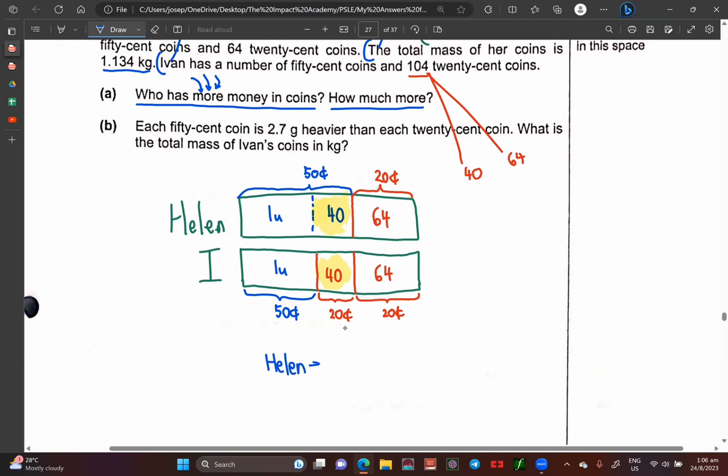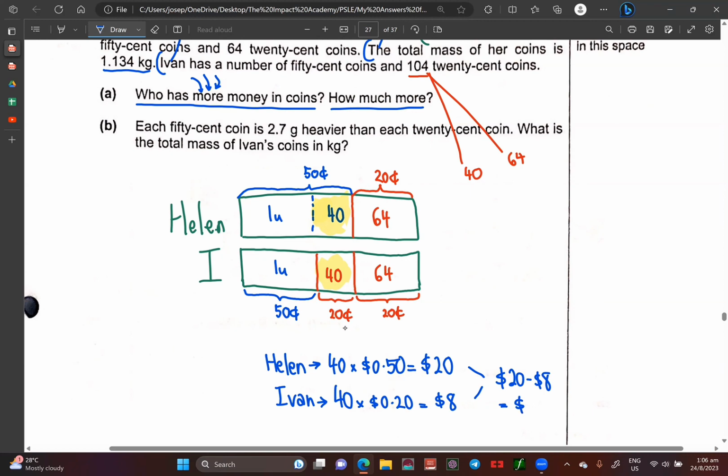Okay, for Helen herself, she has 40 times 50 cents, and we get to an answer of $20. Whereas for Ivan, he has 40 coins as well, but that is for 20 cents. So when we do 40 times 20 cents, we get to $8. So how much more? Definitely we know Helen has more. How much more? We know it is $20 minus $8, and that gives me $12. So this is my answer for A.